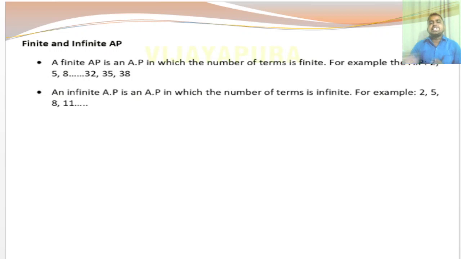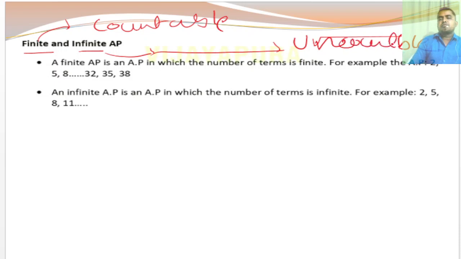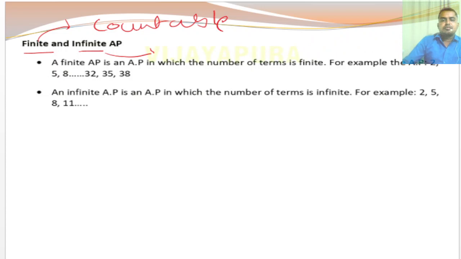Next comes finite AP and infinite AP. Finite means countable, that we can count. Infinite means uncountable.